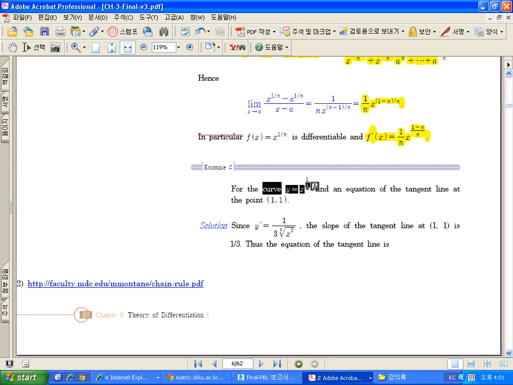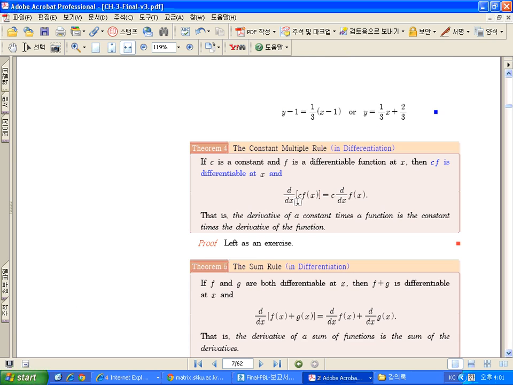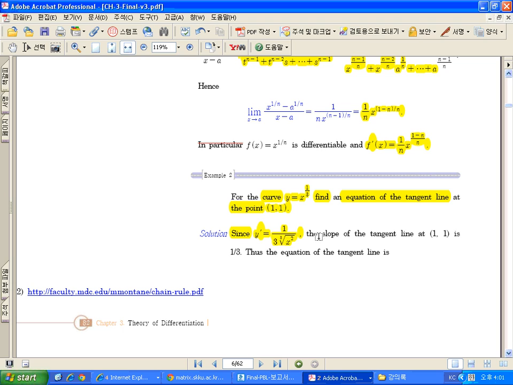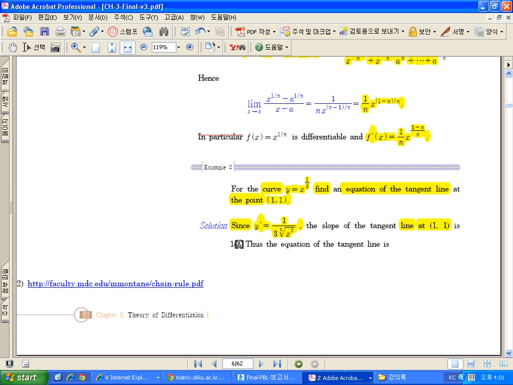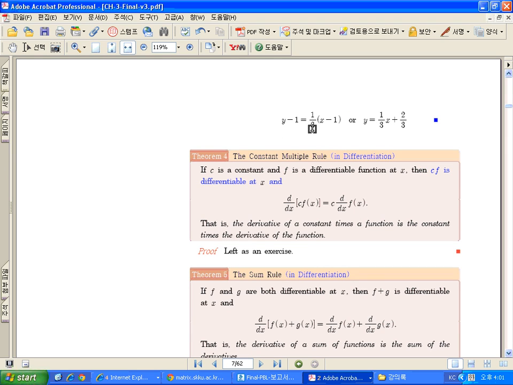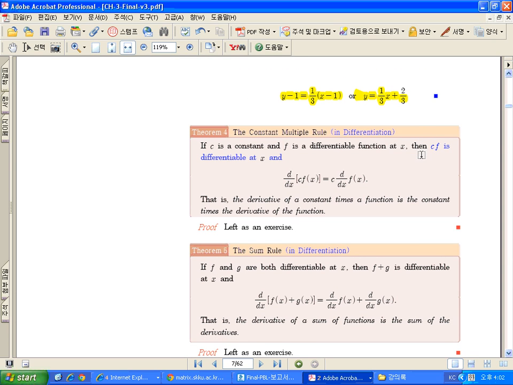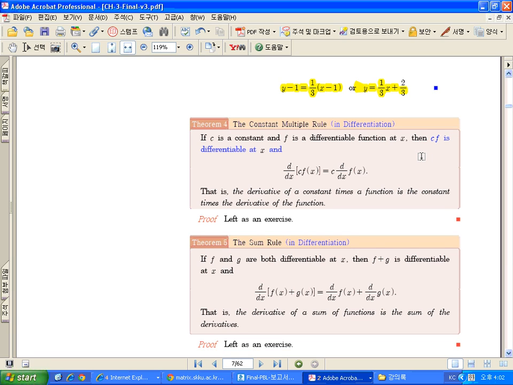And this example asks you to find the equation of a tangent line at this point. All you have to do is find the derivative of the function at this point. That gives you the slope, which is 1/3. Then the equation of the tangent line can be written with slope 1/3 and point (1, 1), so this equation can be written in this way. That's the tangent line that passes through the point (1, 1). Okay? So all you have to do is find the derivative of the function to find the tangent line that passes through a certain point on the curve.